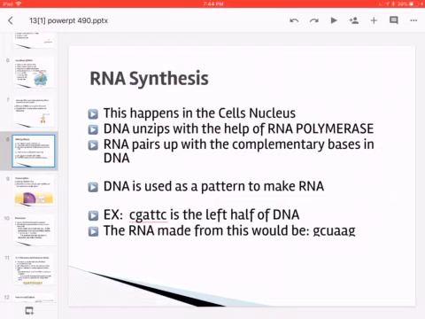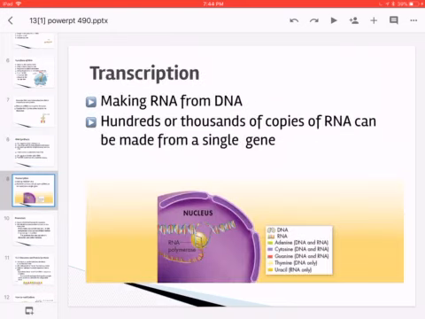CGATTC, what would the right half, or what would the RNA look like that's made from this DNA? C would pair with G, G with C. A usually pairs with T when we're making DNA, but we're making RNA, so A will pair with U, then T is A, and C is G. So hundreds and thousands of copies of RNA can be made from just one single gene or strand of DNA.